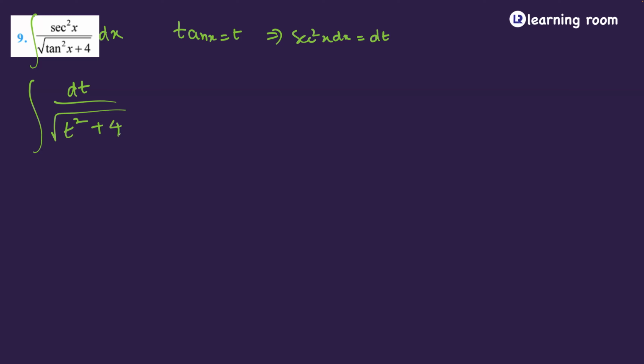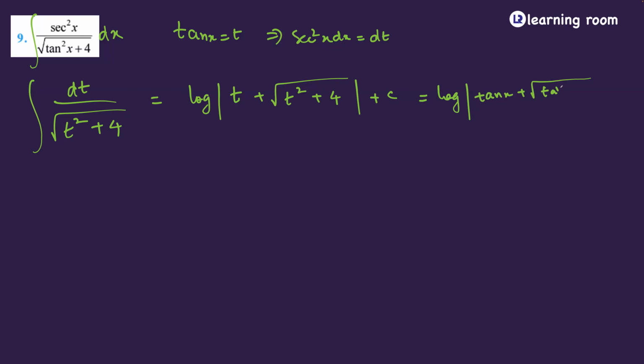So 1 by root of a square plus x square is equal to log of x plus root of x square plus a square plus c. So this should be how much? Log of, what is the value of x? That is t. Log of tan x plus root of tan square x plus 4 plus c. This will be the answer. Okay.